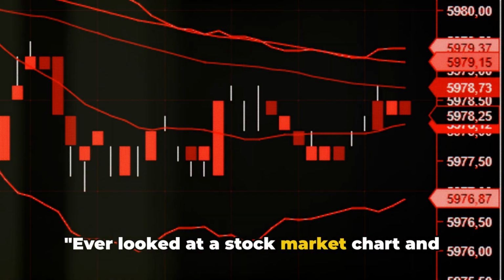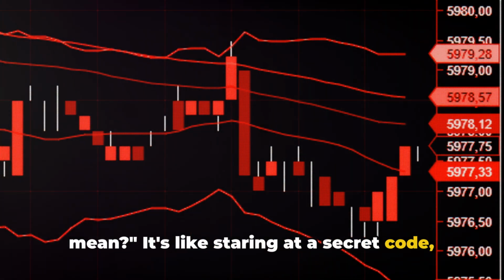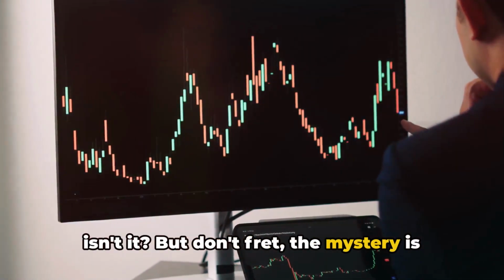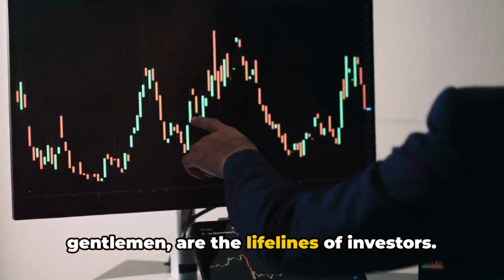Ever looked at a stock market chart and wondered what all those lines and colors mean? It's like staring at a secret code, isn't it? But don't fret, the mystery is about to unravel. Stock market charts, ladies and gentlemen, are the lifelines of investors.